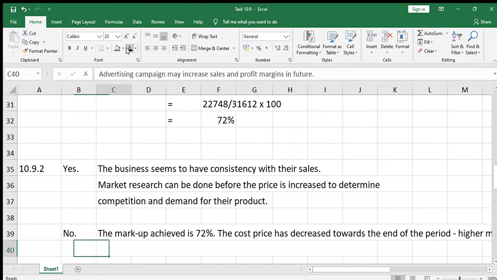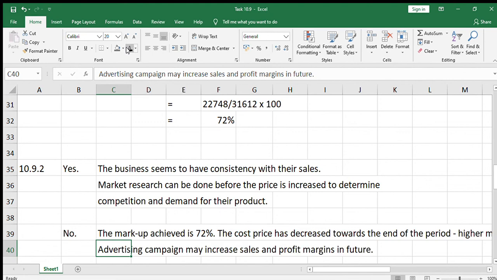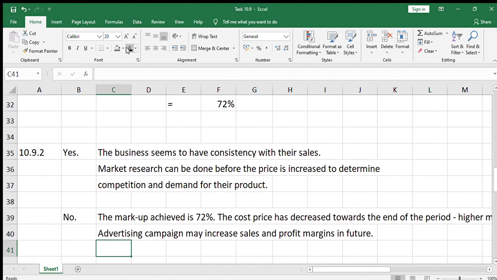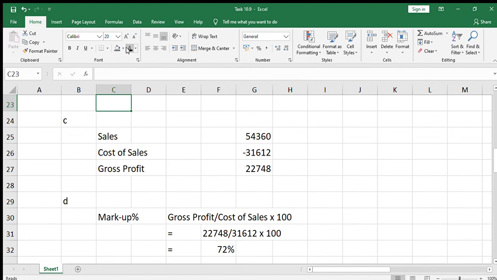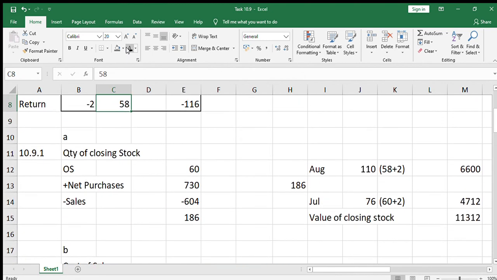So maybe they shouldn't change the selling price of their shoes in order to retain their customers. So maybe they can use an advertising campaign which will increase sales and profit margins in the future. Okay, that's all for this question.